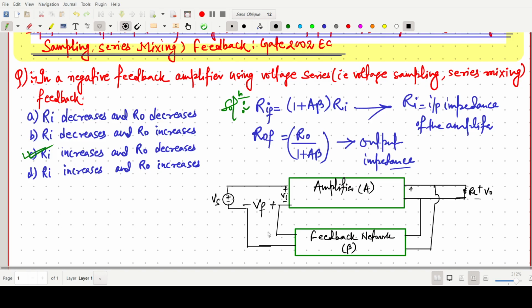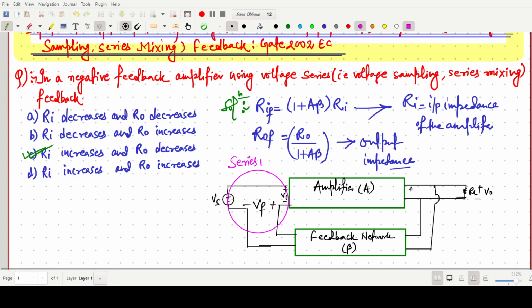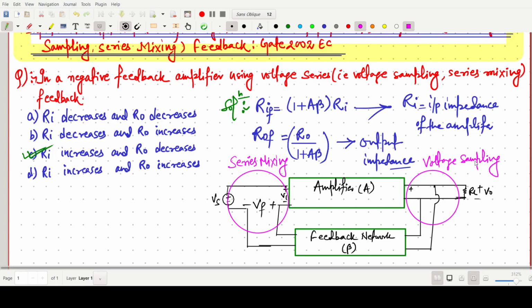Here this one is just series mixing. This portion we are showing is our series mixing in the input side, and at the output side we have voltage sampling. That's why I am writing voltage sampling and series mixing. This one is a simple negative feedback concept. So the correct answer will be this: Ri increases, R naught decreases.